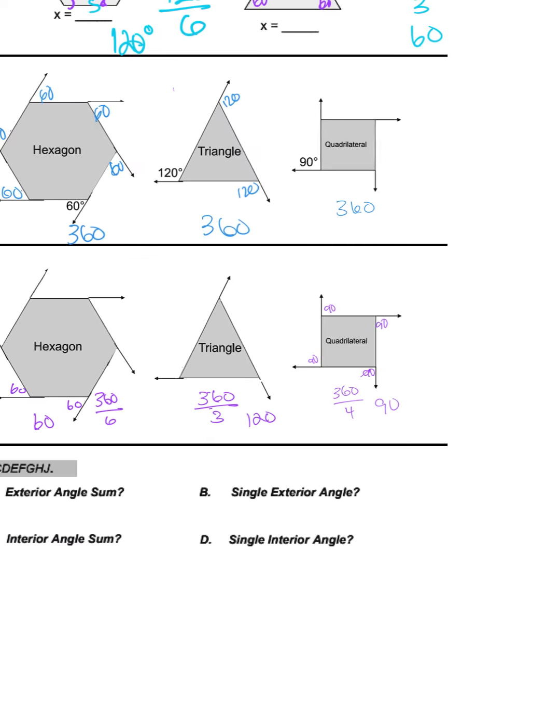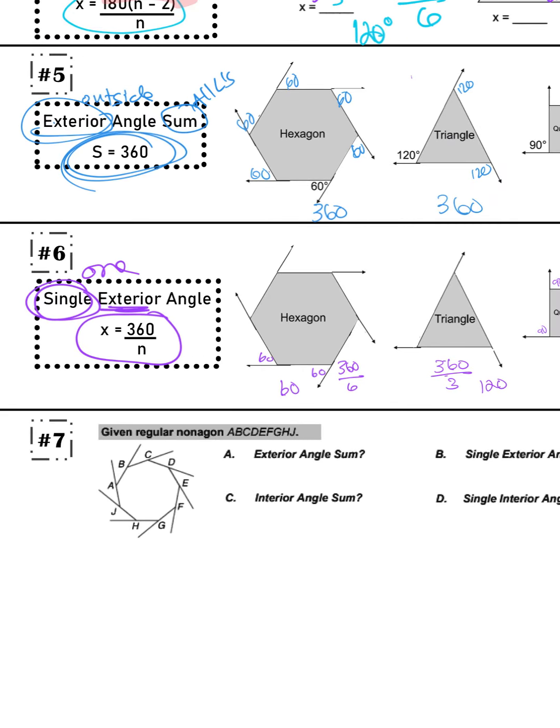All right, now let's work out one more problem. First off, it says it's a nonagon. What do we know about a nonagon? How many sides does a nonagon have? If you said 9 sides, then it is a nonagon. So it's a 9-sided figure. Right here, the exterior angle sum is always going to be 360. You don't have to do anything extra with that.